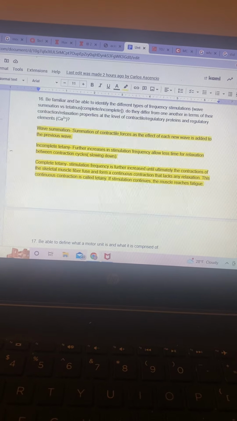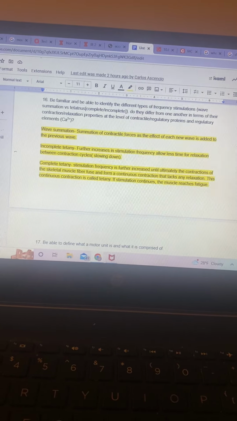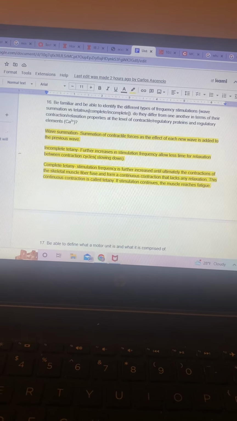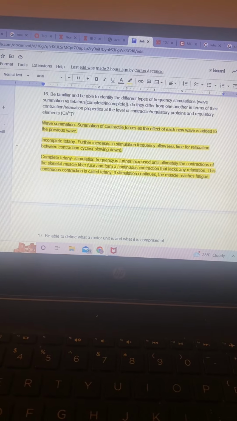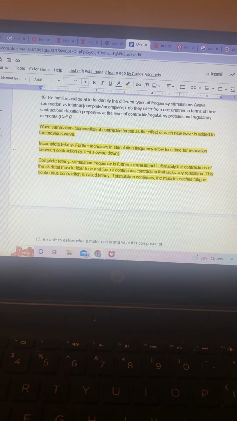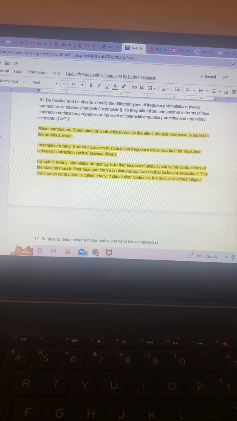What is incomplete tetany? Stimulation frequency is further increased, which allows less time for relaxation between contraction cycles. What is complete tetany? Stimulation frequency is further increased until ultimately the contractions of the skeletal muscle fiber fuse and form a continuous contraction that lacks any relaxation. This continuous contraction is called tetany. If stimulation continues in the muscle, the result is fatigue.